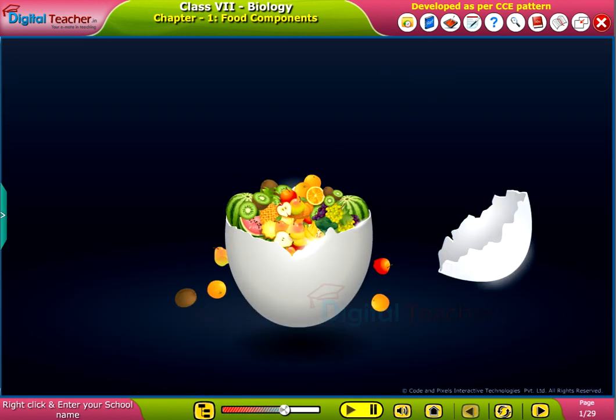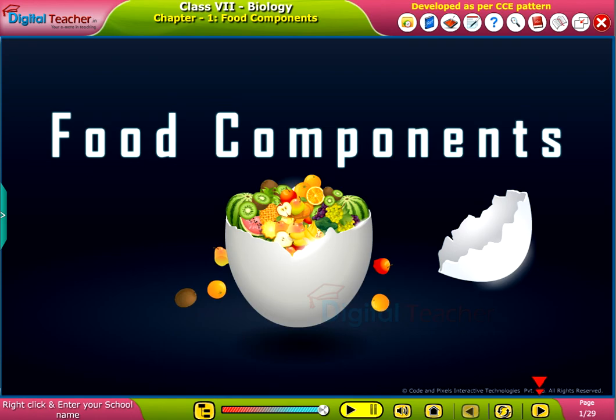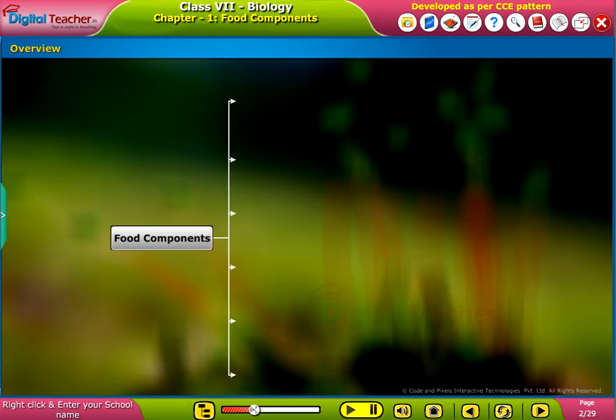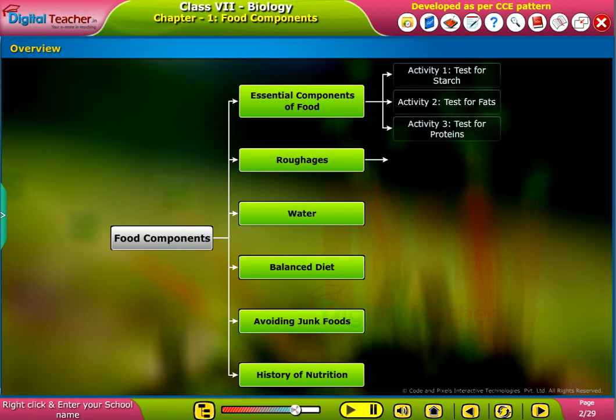Welcome to the chapter Food Components. This slide presents the overview of the chapter.